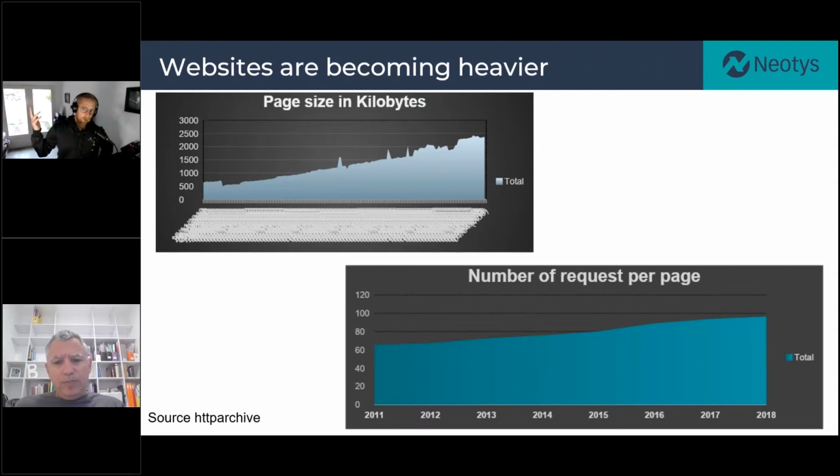We have almost reached 3 megs, which is ridiculous. But we all have pretty good connections, so we don't see that. Also, the number of requests just to load is impressive. I mean, Amazon.com is like 200 requests just to load the main page.